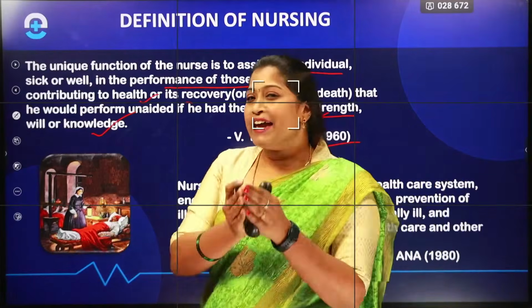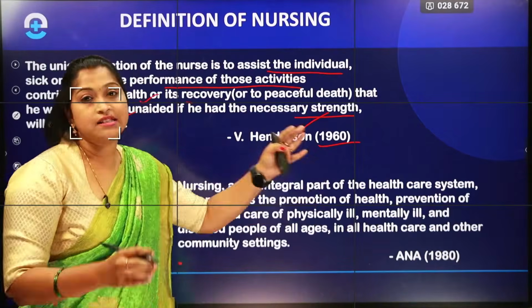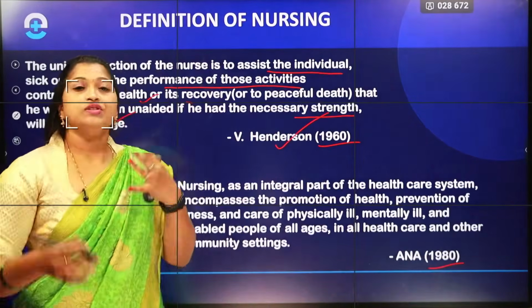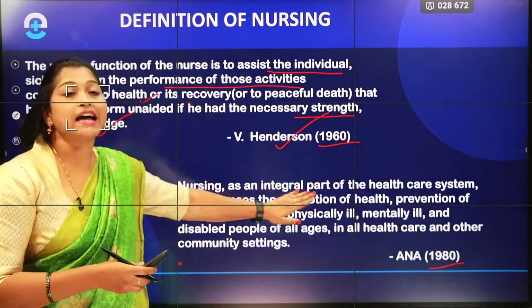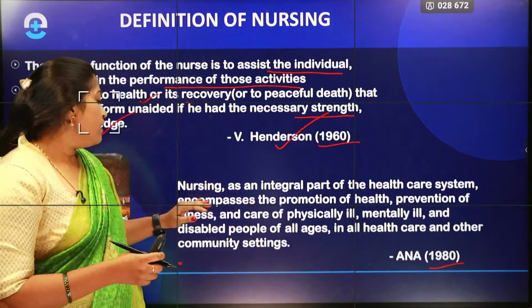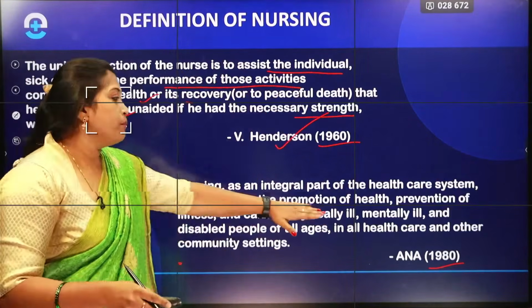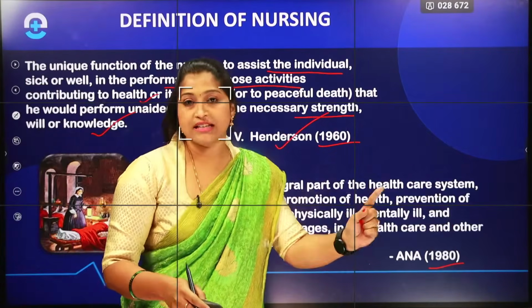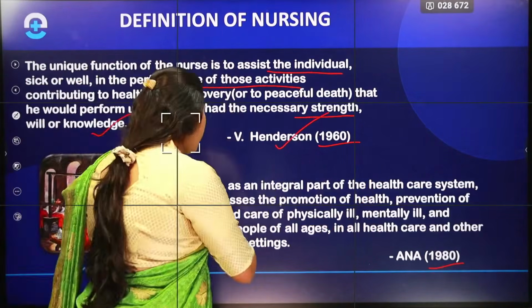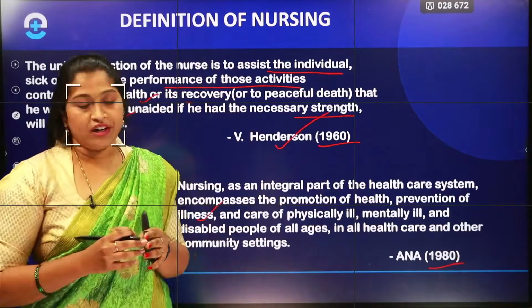Coming to our second important definition, it was given by the American Nurses Association in the year 1980. The definition goes as: it is the integral part of the healthcare system, encompassing promotion of health. The first aspect is promoting the health of the patient. The second is preventing illness, as already discussed in our prior definition.